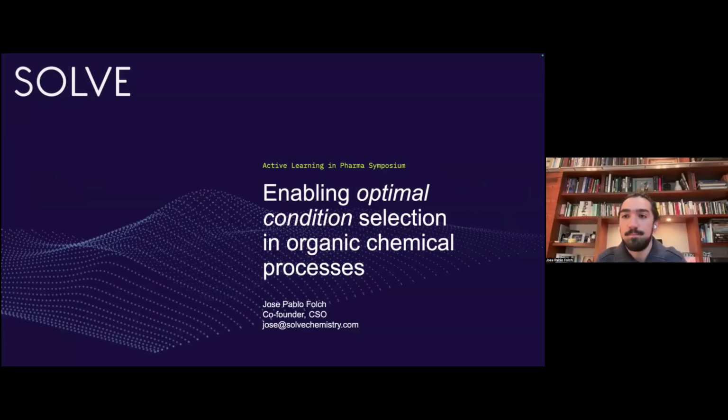So hello, everybody. My name is José Pablo Folch. I am a recent machine learning graduate from Imperial College, a machine learning PhD, and I am the co-founder and chief scientific officer of Solve Chemistry. We are a recent spin-out from Imperial College, and our focus is in enabling optimal condition selection in organic chemical processes.